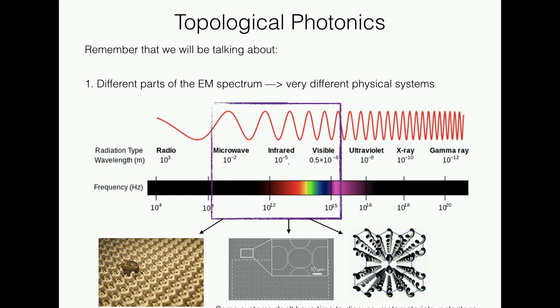So you look at it and it's centimeter spacing between the elements of your photonic crystal, all the way down to the infrared and the visible regime, where we're thinking more about, for instance, this picture of a silicon photonics platform. This is etched into silicon, and the length scale here is like 10 micrometers. So there are really big differences between the types of structures that all come under this heading of topological photonics.